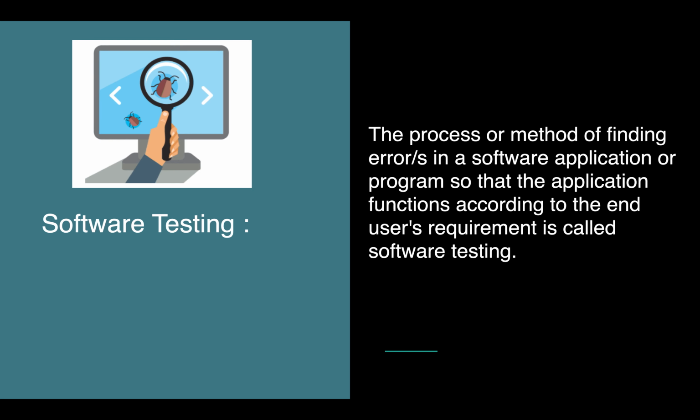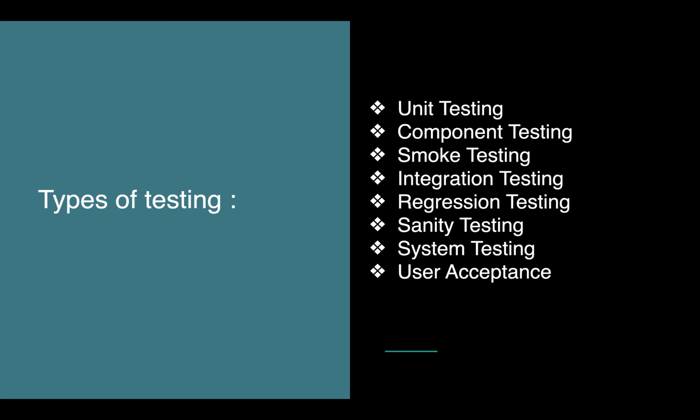So, software testing. Software testing is the process or method of finding errors in a software application or a program so that the application functions according to the user's requirements. We have different types of software testing, and they are unit testing, component testing, smoke testing, integration testing, regression testing, sanity testing, system testing, and user acceptance.